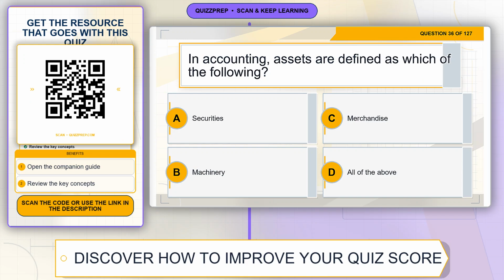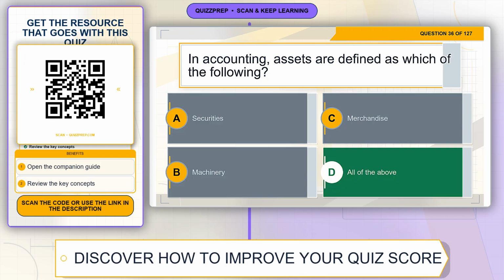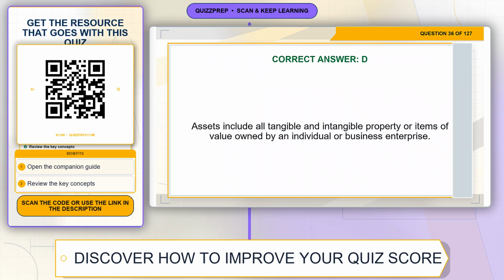Question 36. In accounting, assets are defined as which of the following? Option A, securities. Option B, machinery. Option C, merchandise. Option D, all of the above. The correct answer is option D, all of the above. Explanation. Assets include all tangible and intangible property or items of value owned by an individual or business enterprise.